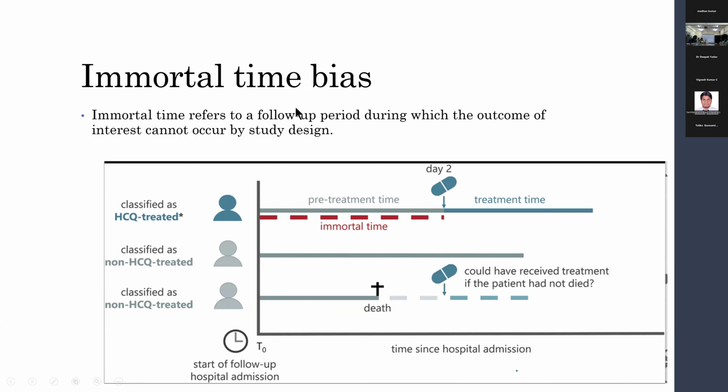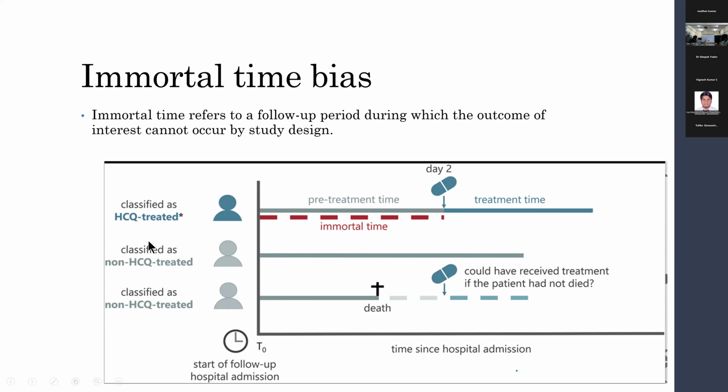Now, what is immortal time bias? We'll look at an example. Suppose you're looking at the effect of SCQ in patients hospitalized with COVID-19 infection. So look at this first patient. This patient is admitted, so he's part of the follow-up. So this would be time 0 when it begins. But he would have actually got the SCQ after some days, suppose on day 2. So this pre-treatment time is called immortal time.